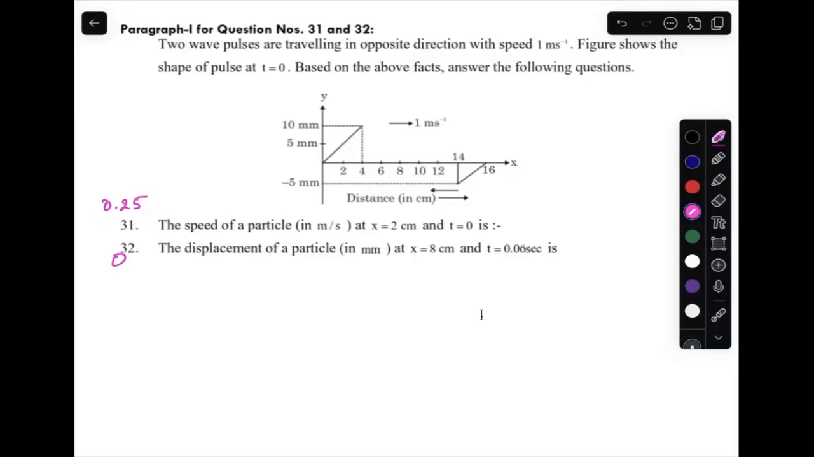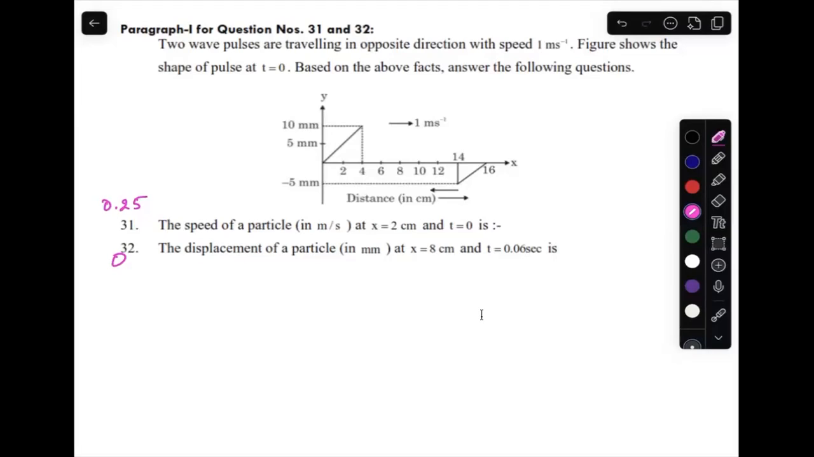One of which is of width 4 meters. The other is of width only 2 meters. How do I know? 14 to 16 is only 2. The speed of the particle in meters per second at x equal to 2 centimeters and t equal to 0 is... At least you can answer the first question.